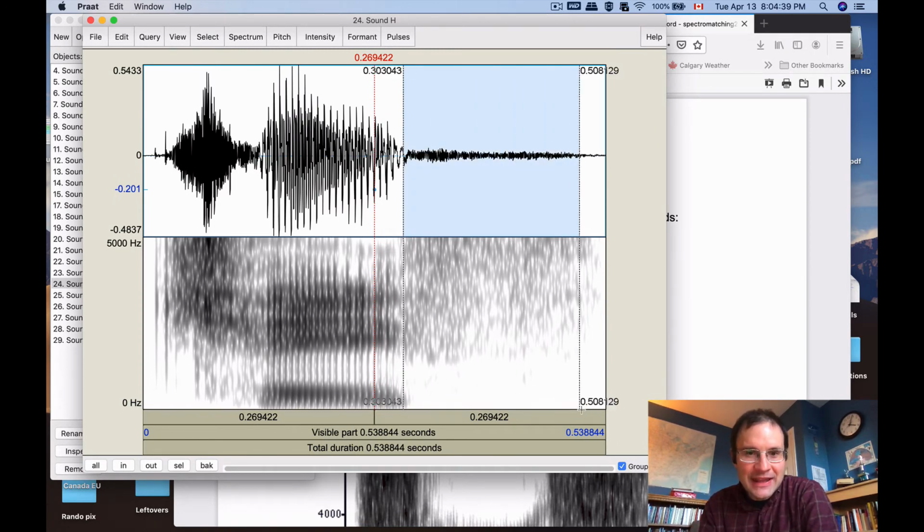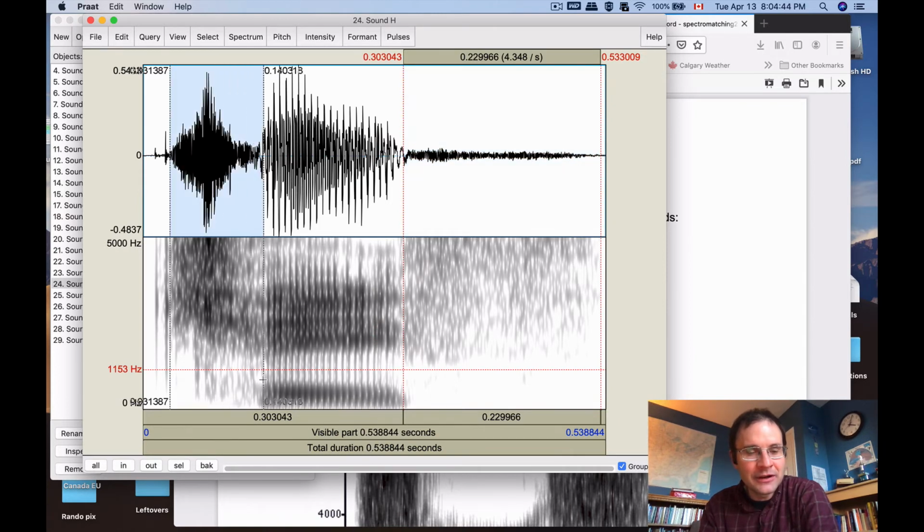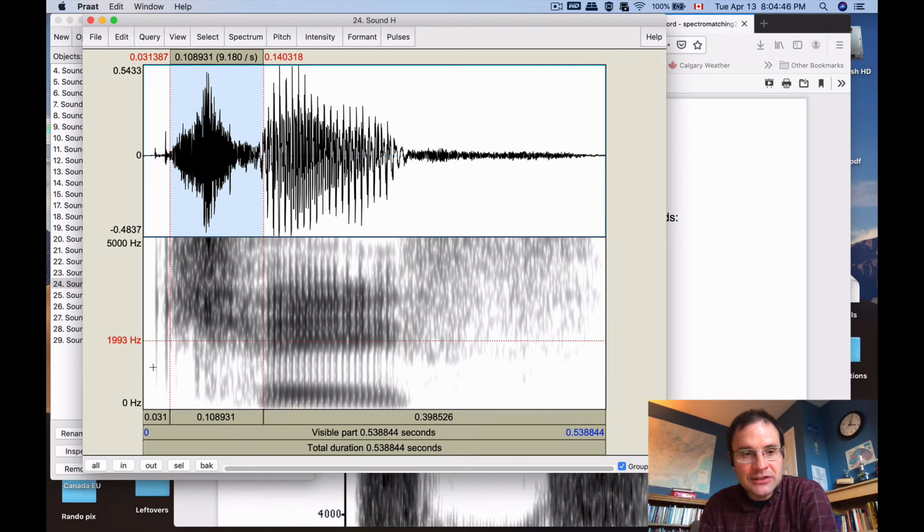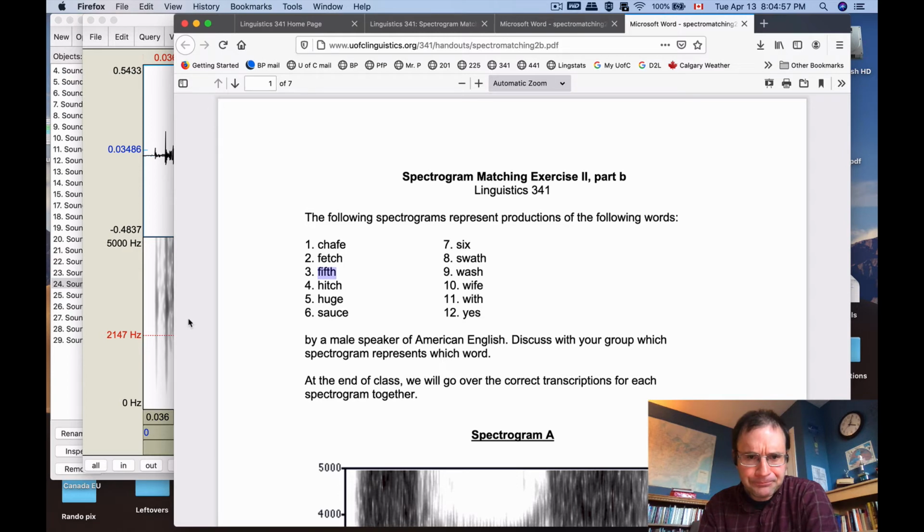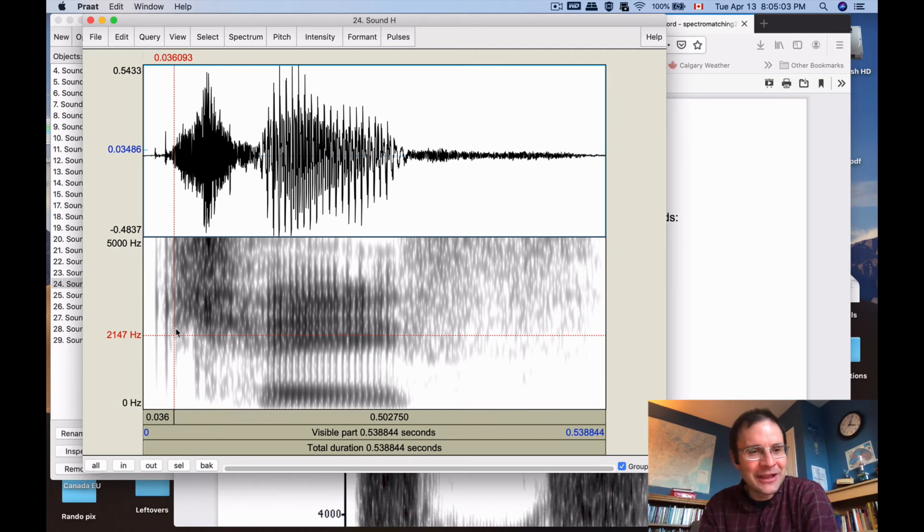What we've got here in H is a non-sibilant fricative at the tail end. We've got a sibilant fricative here at the beginning. But we've also got something interesting here. We've got these two little spikes. So what's going on with that? These look like those release bursts we've seen before. We saw them, I think, with, what was the word, hitch? Or one of these where we had, or was it fetch? I can't remember. One of these we had the affricate at the tail end.